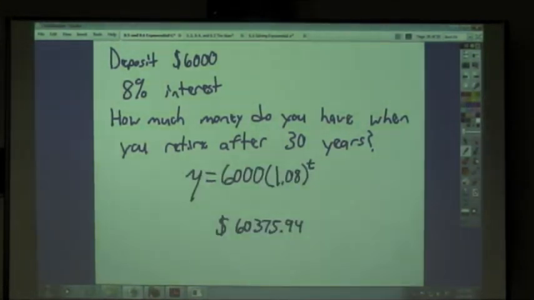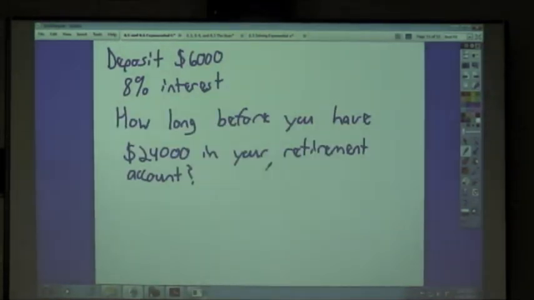Here's your solution. Make sure that you realize if I ask you to write the function, that you need to have that portion up there that says y equals 6,000 times 1.08 to the t power. That's the function. The solution to this problem after 30 years is $60,375.94.